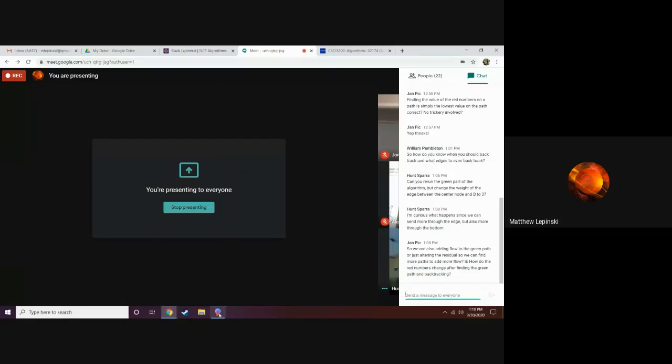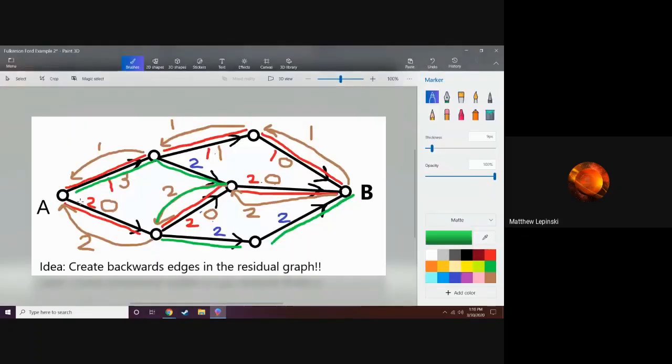Yeah. So let me answer Jan's question next, which is, okay, I've found this green path. And Hunt, I see your question. I will answer it in just a minute. Jan asks, okay, we found this green path. Now, what do we do with this green path?